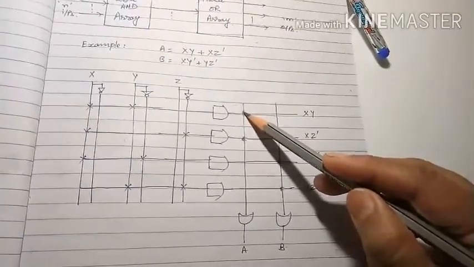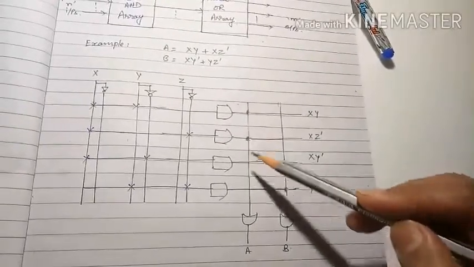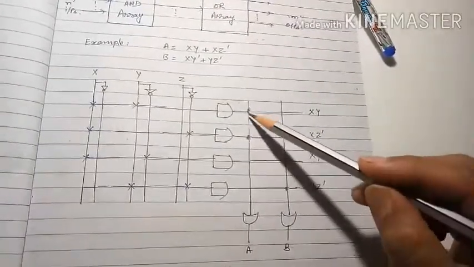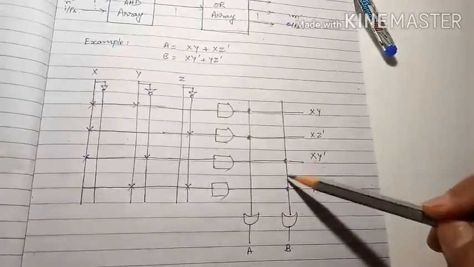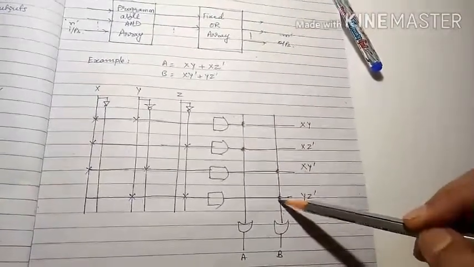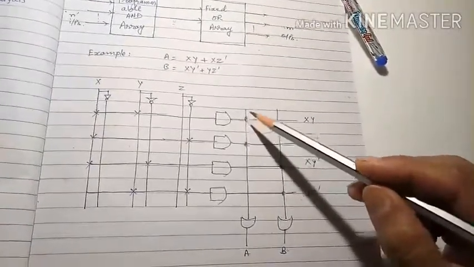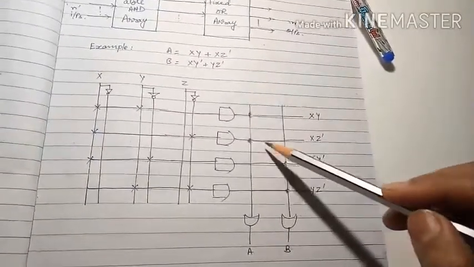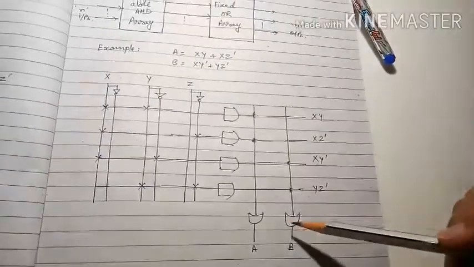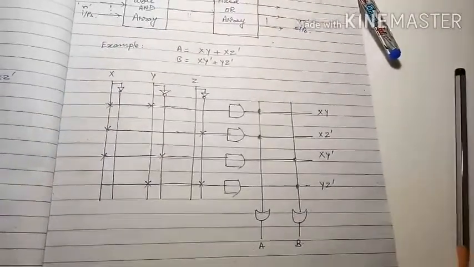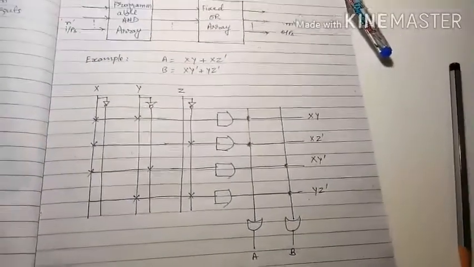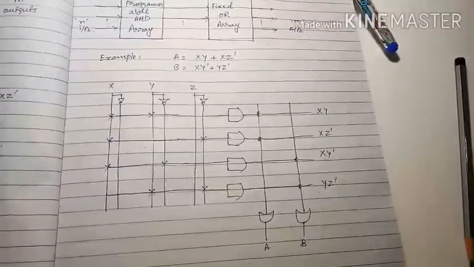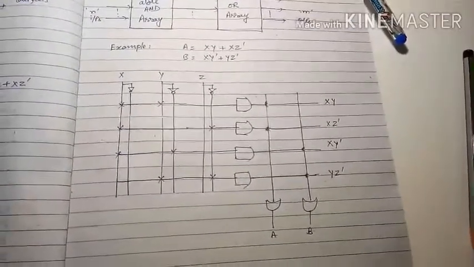Why? Because we cannot program these. These will be fixed variables, fixed array values. We cannot change them. So we have put a dot here. So in this way we will be getting our Boolean functions through PAL.